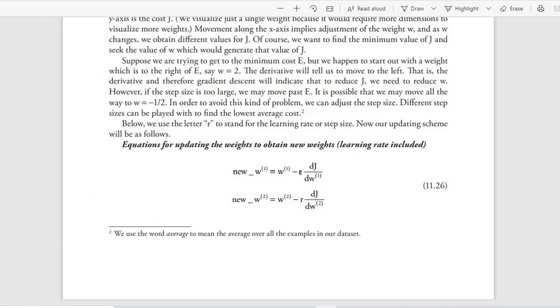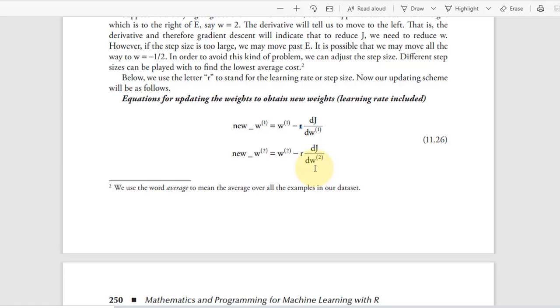And that r can be set to different things. If we want to subtract one full gradient, we can have it at 1. If we want it to be a half of a gradient, we can set it to equal a half, and so on.